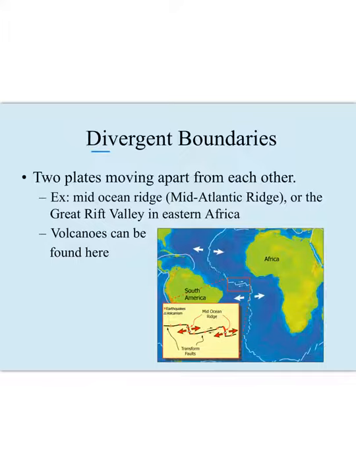Another example is the Great African Rift Valley. That is where Africa is beginning to separate. At divergent boundaries, we'll get minor earthquakes, but not big ones. The big thing we're going to get here are volcanoes. The volcanoes are going to form, and they're going to generate brand new oceanic crust.